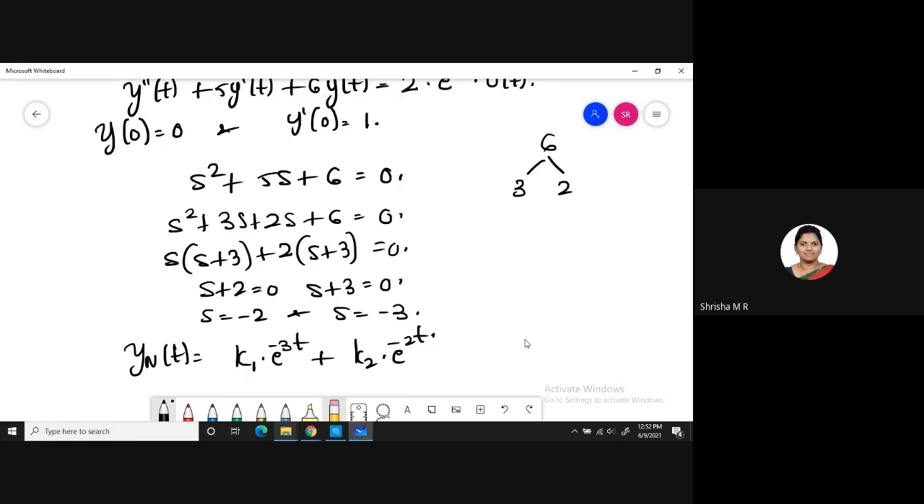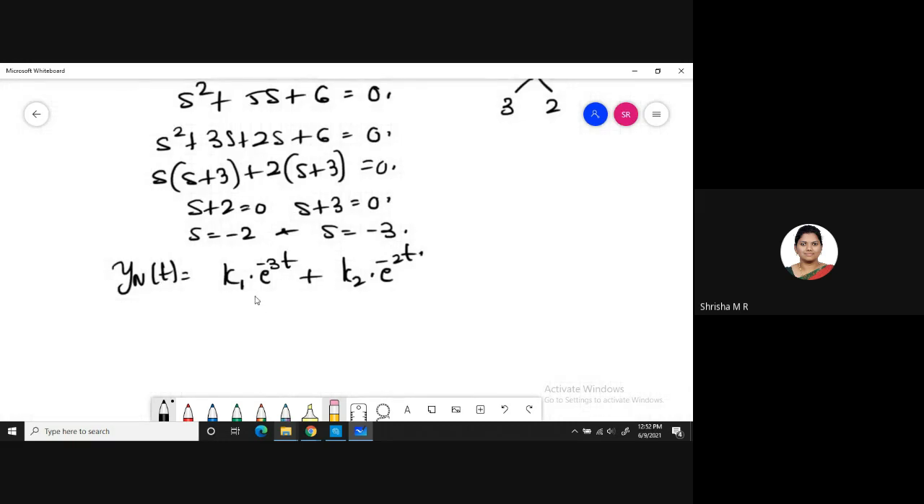So yn of t is given to be k1 into e power minus 3t plus k2 into e power minus 2t. The first initial condition is y of 0 is equal to 0. If you substitute t is equal to 0 in this equation, what will you get? y of 0 is equal to k1 into 1 plus k2 into 1, which is equal to 0. Yes or no?